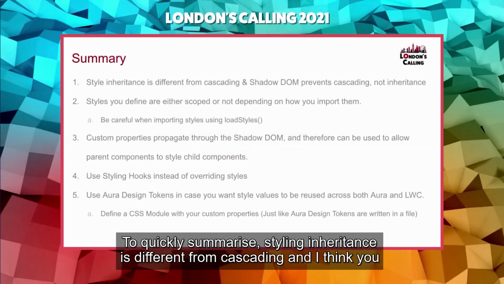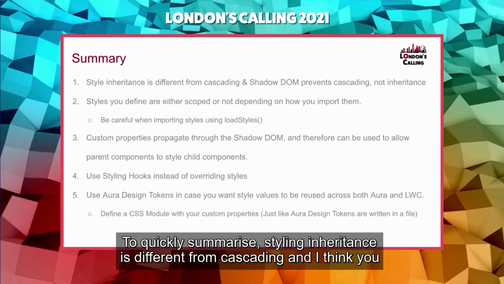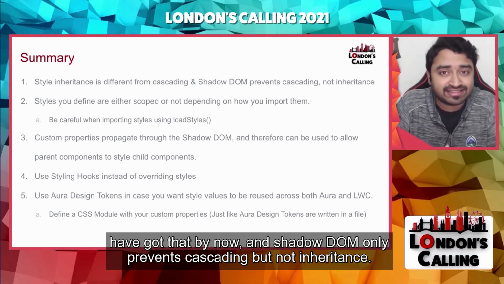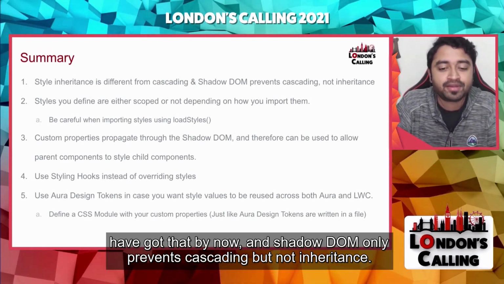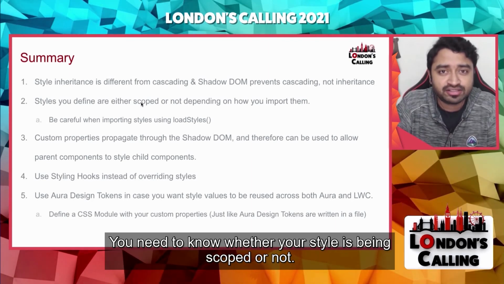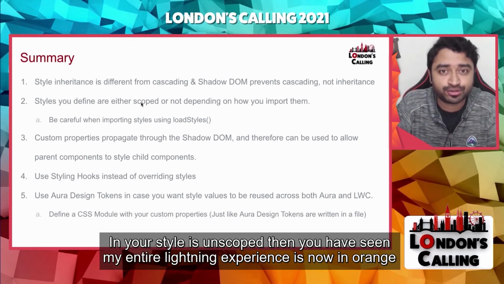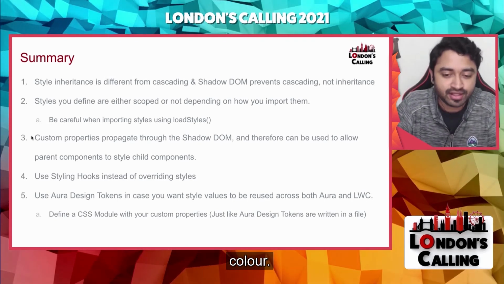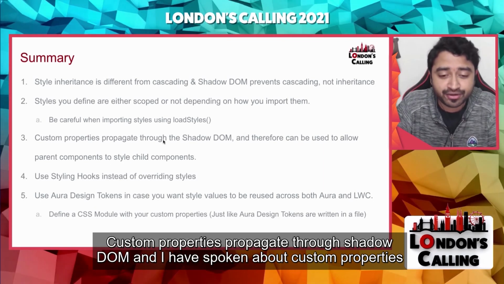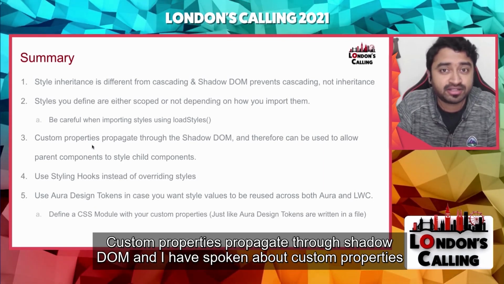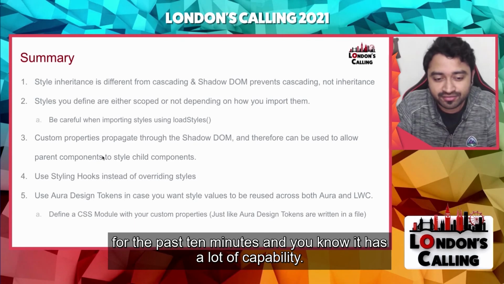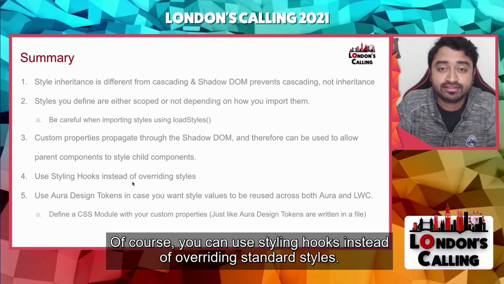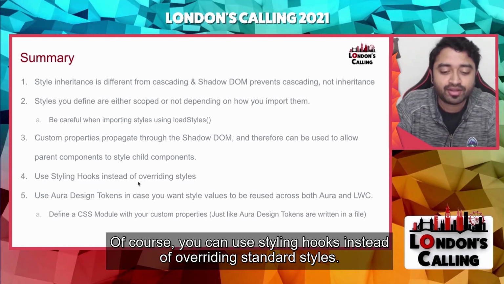And to quickly summarize, style inheritance is different from cascading. I think you've got that by now. And shadow DOM only prevents cascading, but not inheritance. And be careful. You need to know whether your style is being scoped or not. If your style is unscoped, you have seen my entire lightning experience is now in orange color. And custom properties propagate through shadow DOM. I have spoken about custom properties for the past 10 minutes, so you know it has a lot of capability. And of course, you can use styling hooks instead of overriding standard styles.